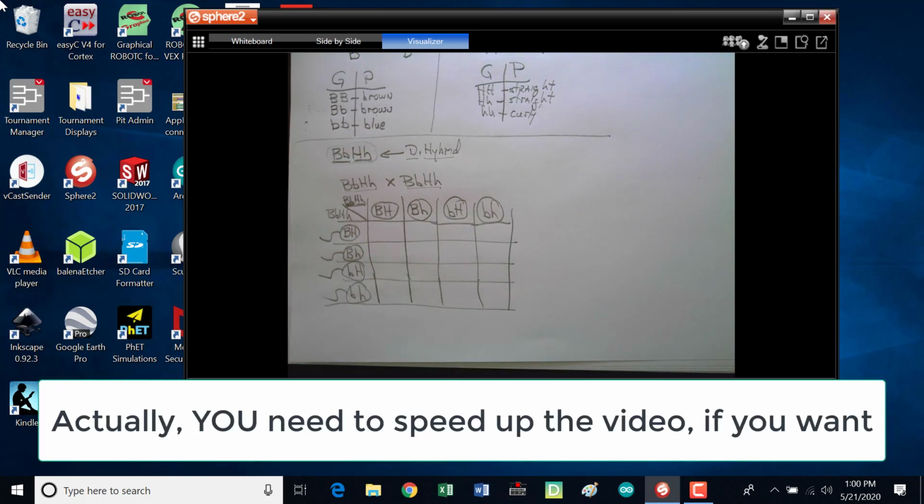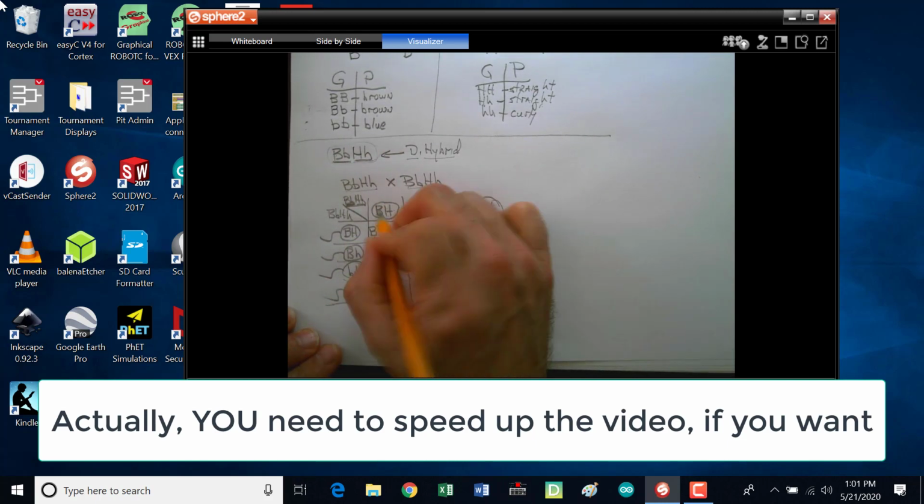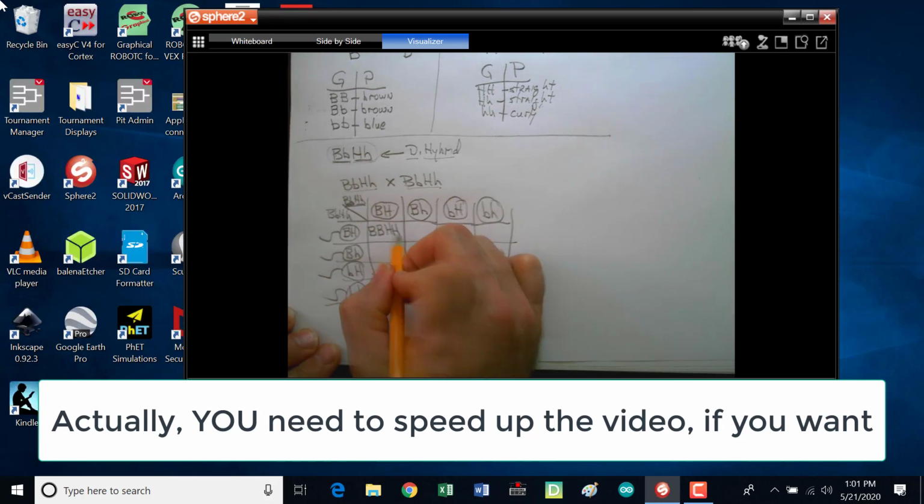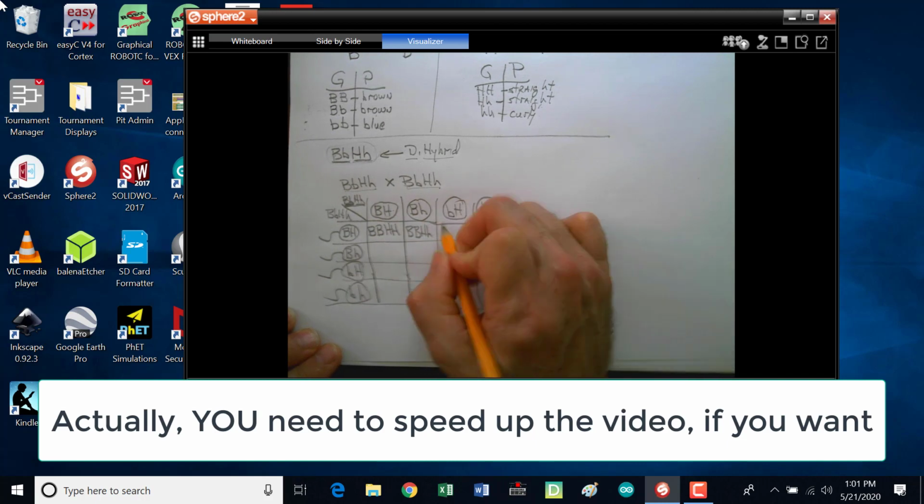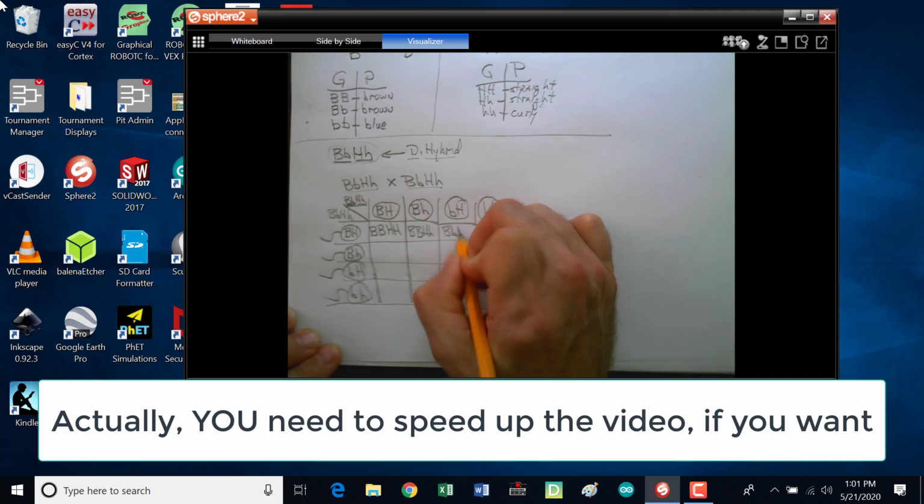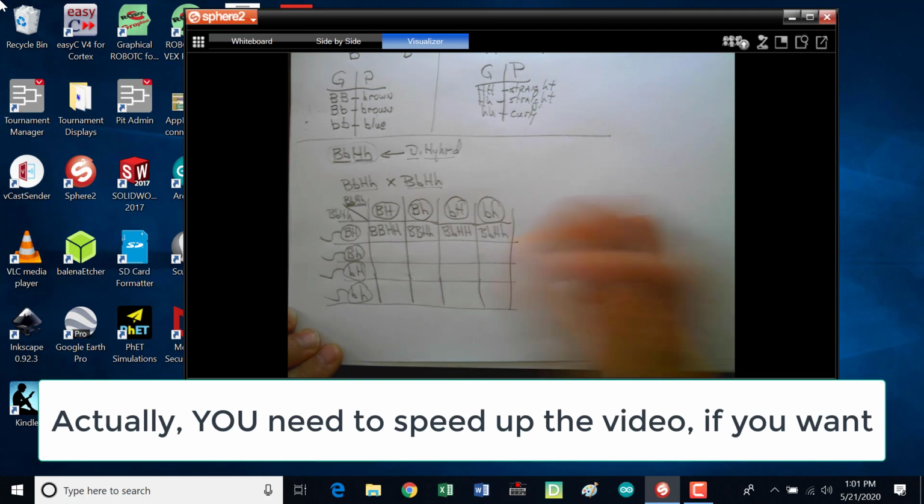Now, what's going to happen here is I'm going to speed up the video during this next section as I fill this out, because I feel like this is pretty obvious how this would go. So, big B, big B. Big B from mom and a big B from dad. And big H from mom, and big H from dad. Purebred dominant. Big B, big H, little h. Big B, little b, big H, big H, big B, little b, big H, little h.